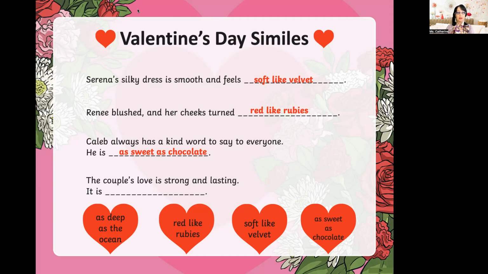Let's say this together. The couple's love is strong and lasting. It is... Which simile? As deep as the ocean. Let's repeat the last one together. The couple's love is strong and lasting. It is as deep as the ocean. Aren't these beautiful Valentine's Day similes using like or as to compare one thing to another? Good job.